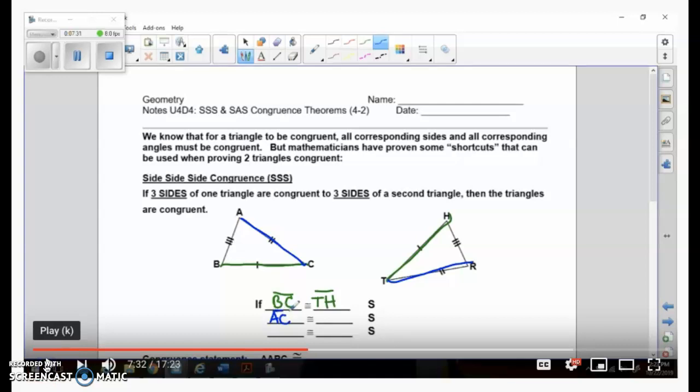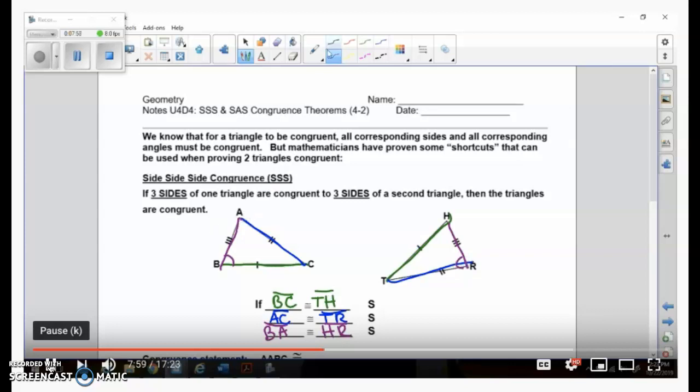You don't have to use the same colors that I'm using right here, but it certainly helps if you can see the difference, because what we're doing is we're actually kind of rotating these triangles in our head. And one place where kids get tripped up is they say, all right, BC is at the bottom, TR is at the bottom, so those are the congruent sides. But that's not the case. You have to pay attention to the hash marks. So BC and HT have one hash mark, TR and AC have two hash marks, and then BA and HR have three hash marks.